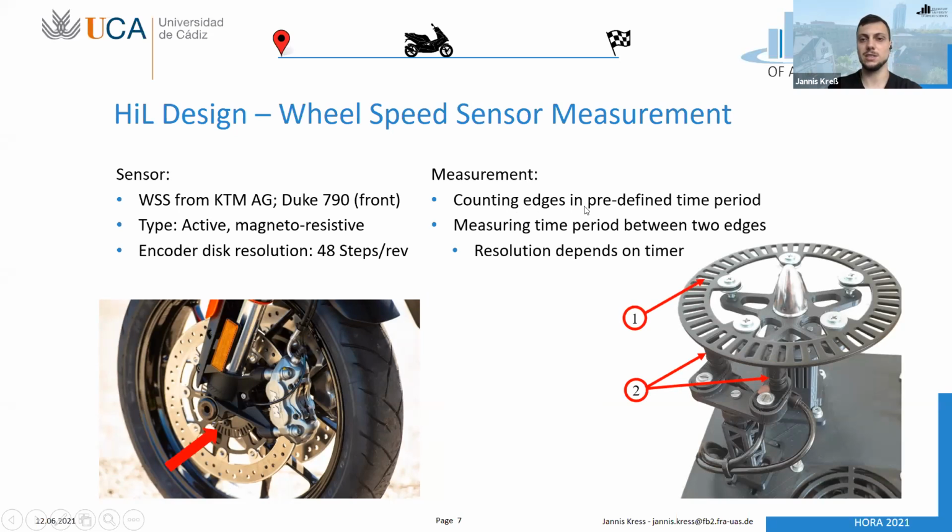One is counting the edges in a predefined time period, which means that the resolution of the measurement depends on the time period that I define, or the amount of edges, which of course depends on the resolution or the encoder steps. The second possibility is measuring the time period between two edges. It doesn't matter if you count the positive or the negative ones. And in this case, the resolution of your measurement only depends on the timer resolution. And of course, nowadays where we have very fast ECUs, this is not a problem, and we can provide very high clock frequencies. And that way we get a very precise measurement of the time and later the velocity.